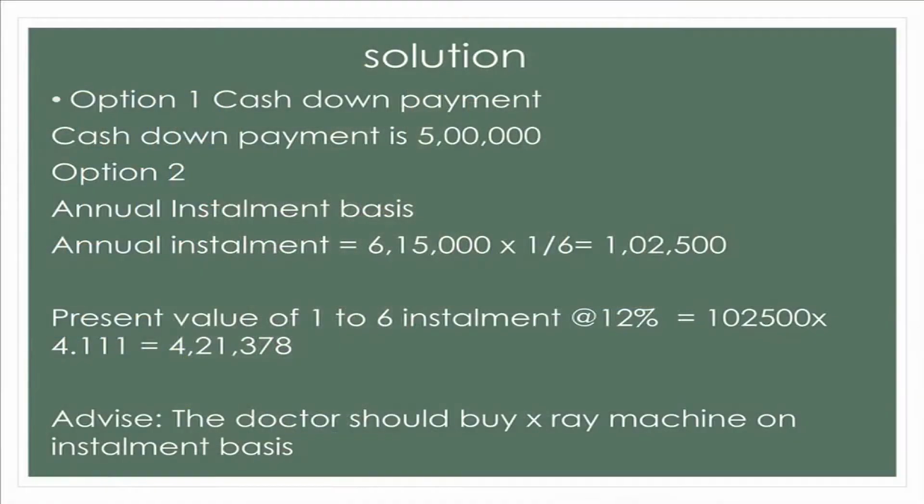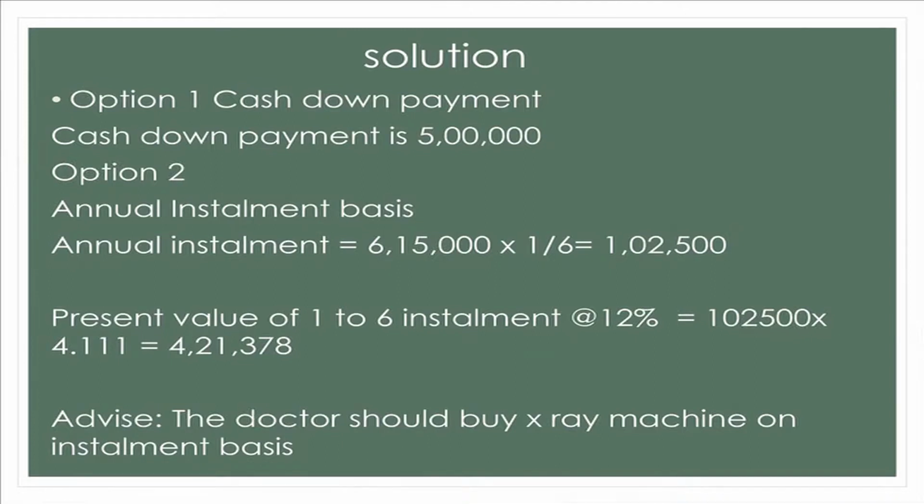Option 1 says that a cash down payment of 5 lakh is to be made. So, cash down payment of 5 lakh is the first option. Option 2 says annual installment basis. Find out the annual installment. If 6,15,000 is the total amount of outflow which we have to make in 6 years, how much is the installment for each year? 6,15,000 divided by 6, that is 1,02,500, will be the annual installment which the doctor needs to pay.